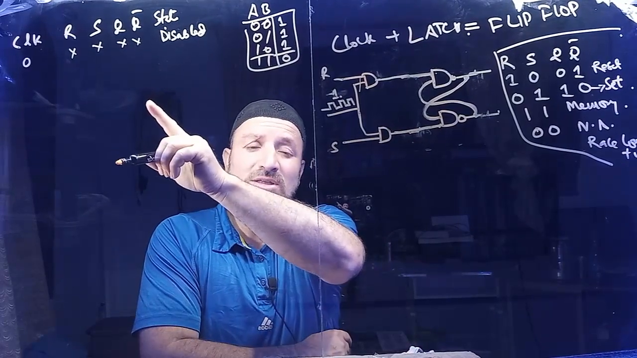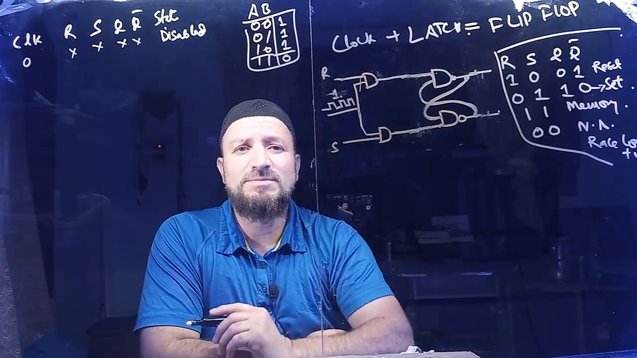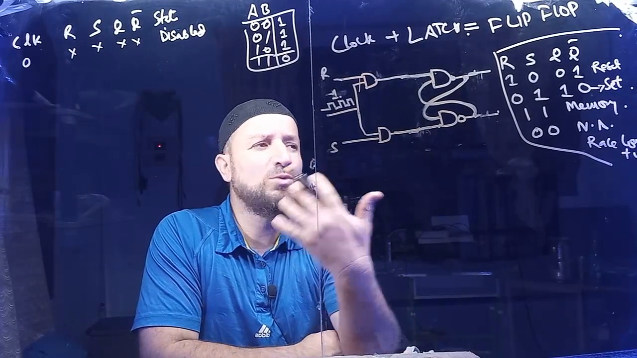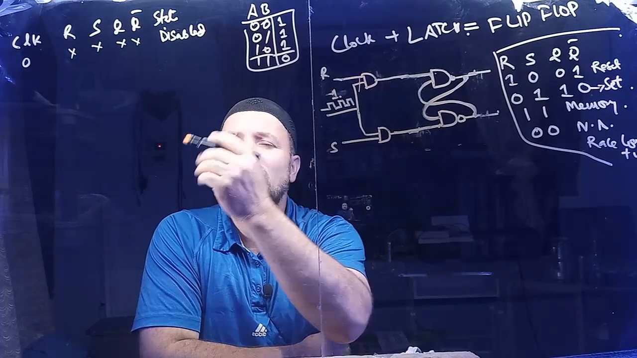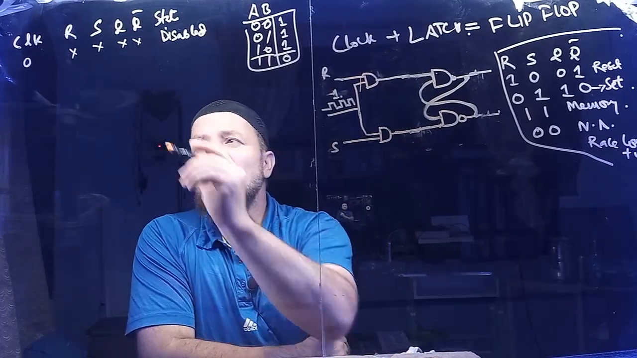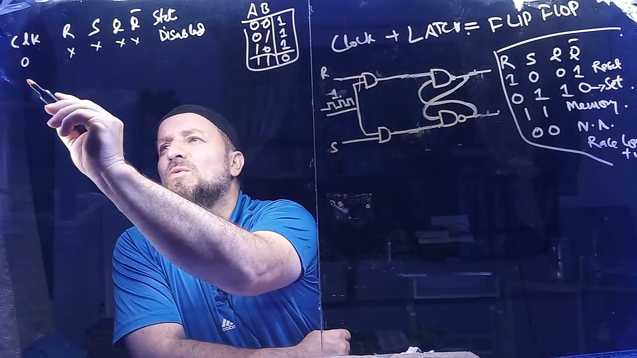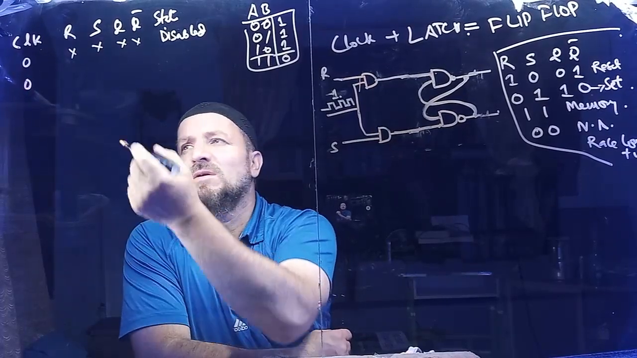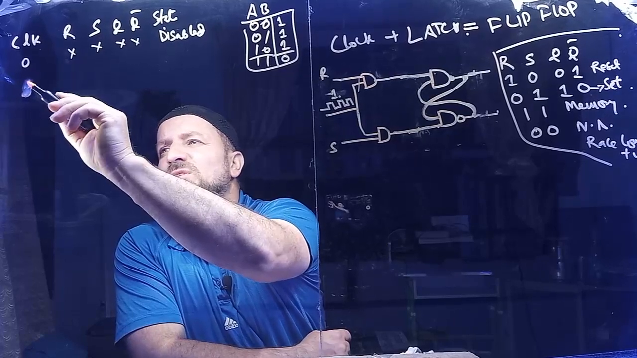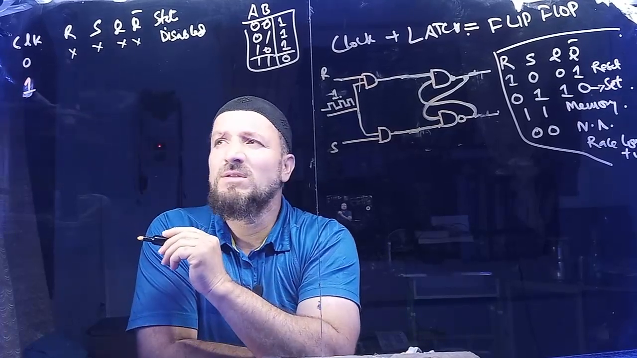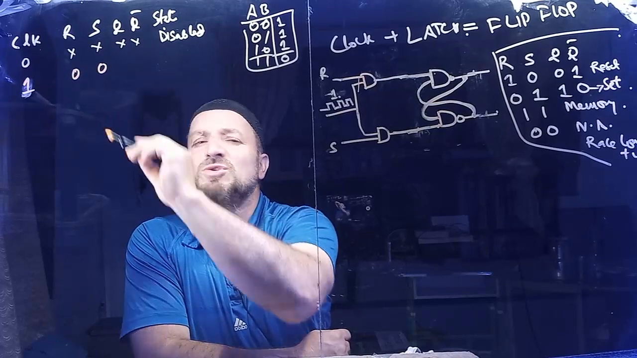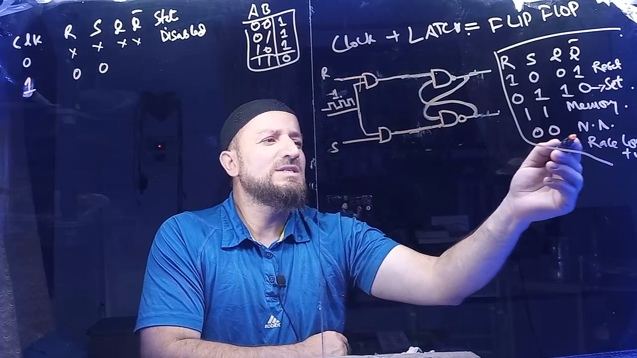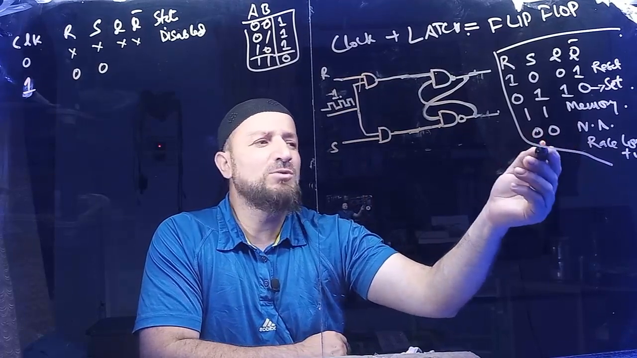And this thing again will be called a characteristic table, not the truth table, right? Because a characteristic table shows how our circuit behaves on different inputs. Now if the clock is 1, not 0, because if it is 0, it's not going to work. If it is 1 and R and S are 0, 0, that is the not allowed state. We will not be allowed to have this state.